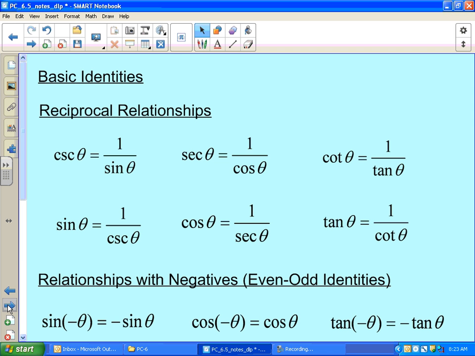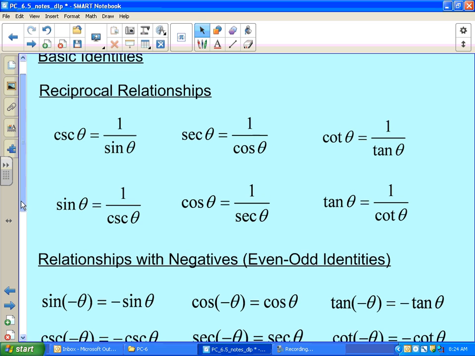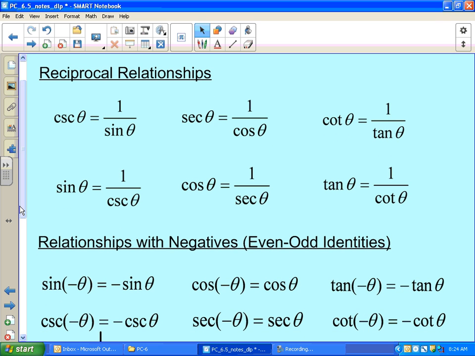Then we get into our basic identities. Reciprocal relationships, we've already seen them. I'm going to need to know all of these, so I would say flashcards or a formula sheet that you're studying regularly. Get it memorized so you know what you're doing with these. So we have reciprocal relationships. Remember the 1/overs.